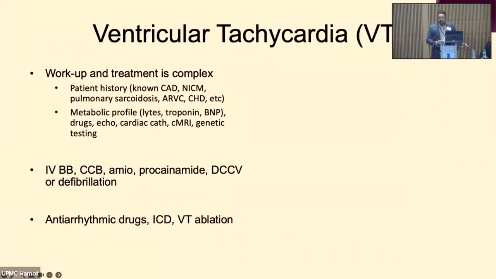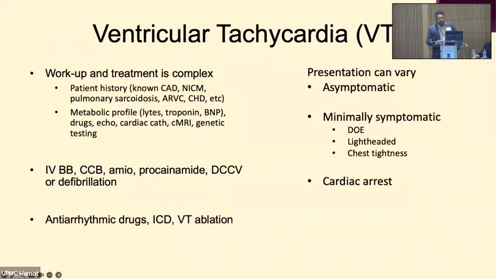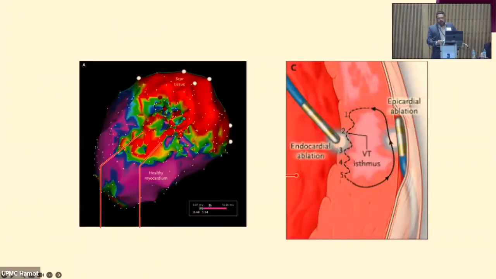So workup is complex. It's multidisciplinary. You need echoes and cath and cardiac MRI and maybe genetic testing. Treatment is complex, acute versus long term. It's beta blockers, it's amiodarone and procainamide, and shocking them into rhythm, and putting defibrillators or offering VT ablation. Patients rarely, but sometimes can be asymptomatic with this. Most of the times they'll have some symptoms, could be mild, just chest pain, some lightheadedness, to profound, pressure in the 60s, feeling really poorly, to just all-out cardiac arrest.